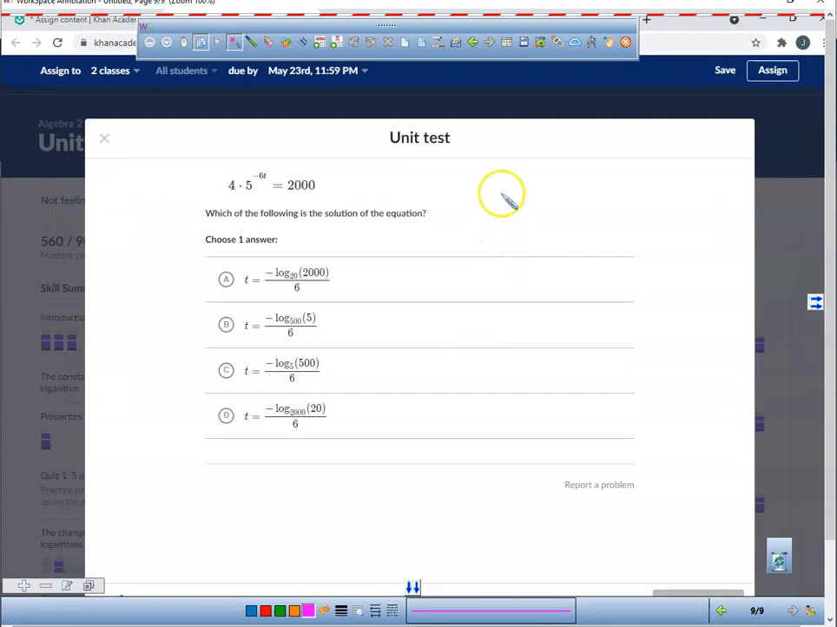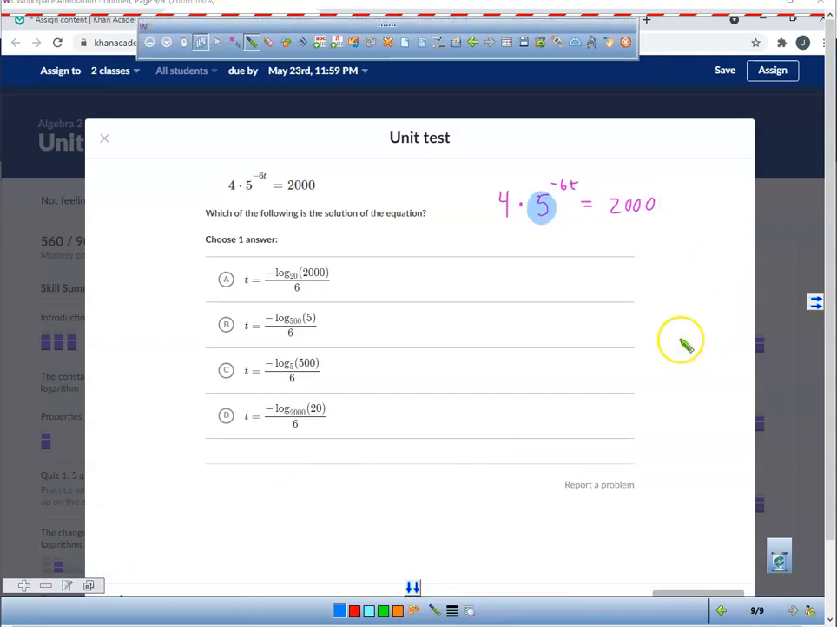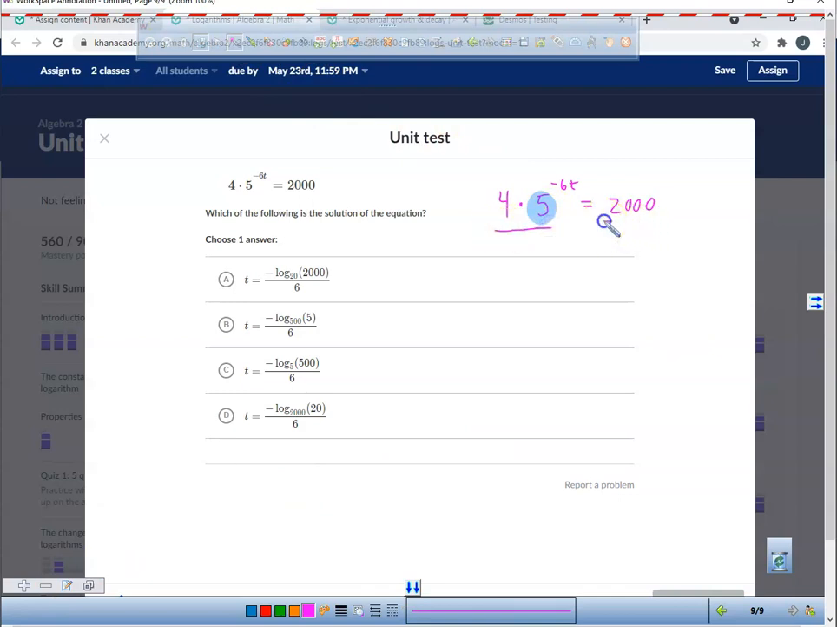It's kind of hard to see. 4 times 5 to the power of -6t equals 2,000. Give you a chance to write that one down. All right, first thing we would do to solve this problem, first thing we do is divide both sides by the number that's out here in front, 4. That's first step.